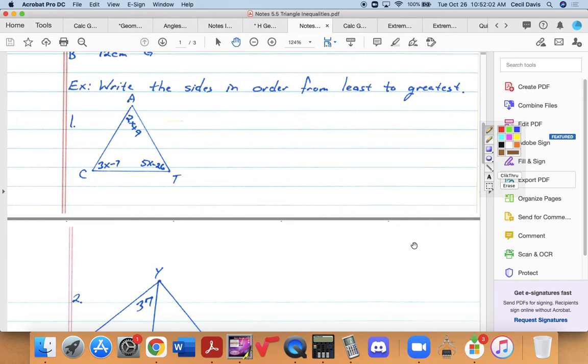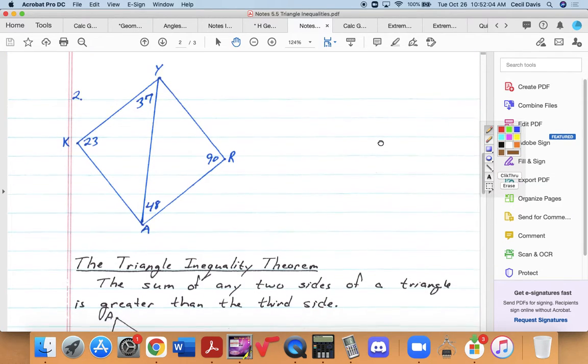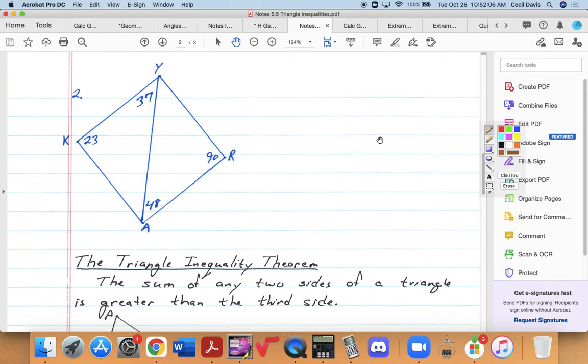Okay, page 2. Here's what I was talking about when I said you can only look at one triangle. You'll get problems like this where you have two triangles that are stuck together. And you're like, well, what am I supposed to do with that? Well, do one triangle at a time and see if you can figure something out.